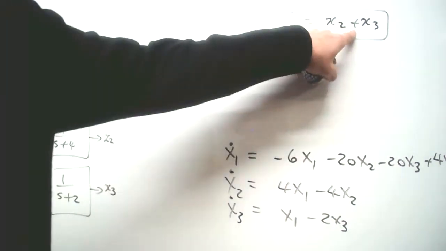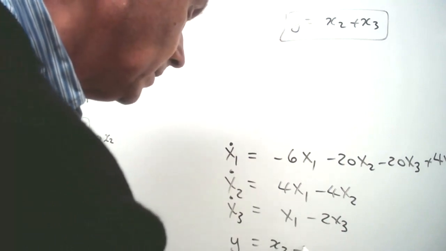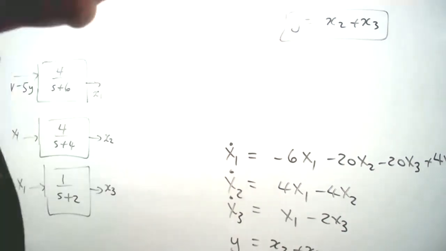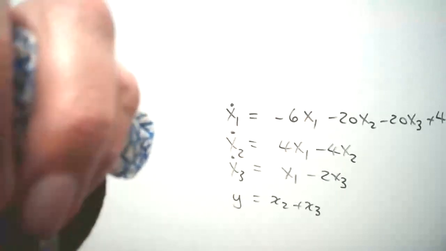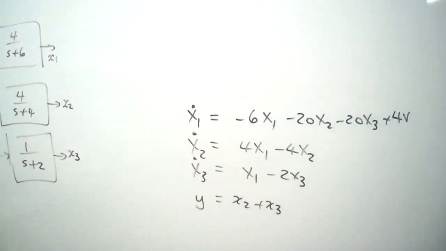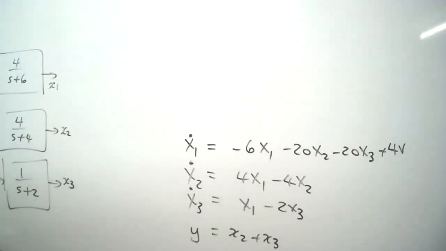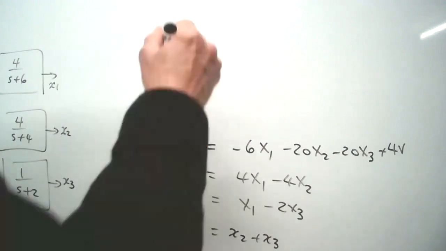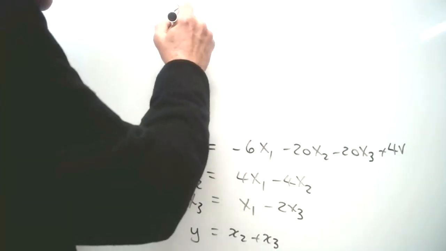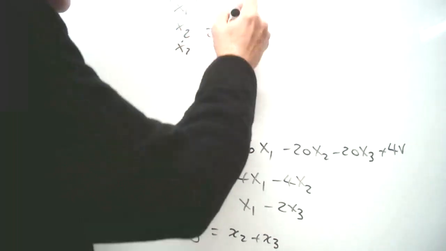I also know that y is equal to x2 plus x3. So there's my equations now. I can use those equations to get my state space equations. So three equations, so it's going to be x1 dot, x2 dot, x3 dot.